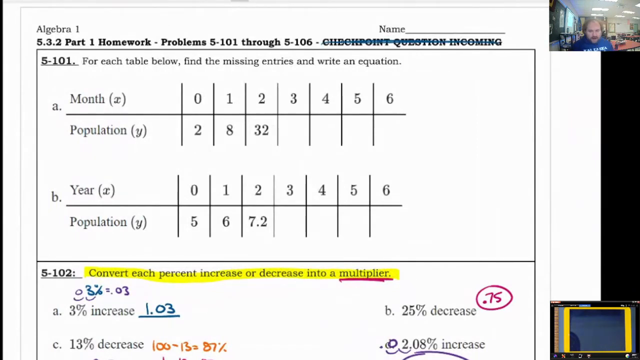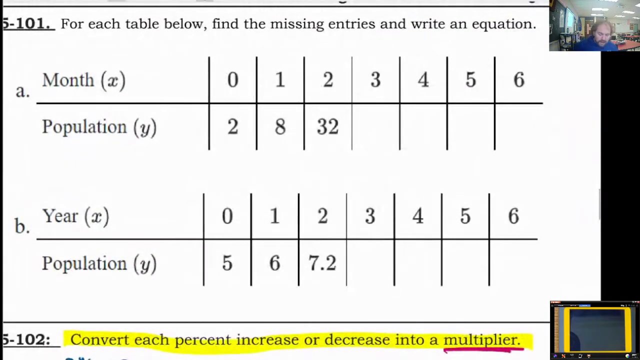All right, so 5.101, we're probably going to want a calculator for, because if you're thinking about this, the first one you don't. We are really used to seeing things in a linear pattern, meaning you're adding the same number every time. But that's not the case here. For this table, we're going to find the missing entries and we're going to write the equation.